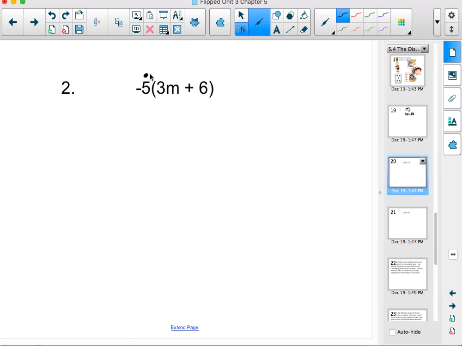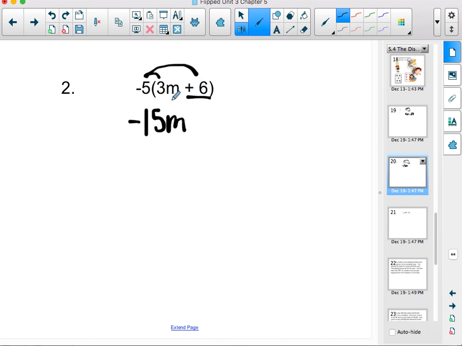The next problem, I'm going to start you off. You're going to finish it up. First, we distribute the negative 5 into the parentheses. Well, negative 5 times 3m. A negative times a positive is a negative. 5 times 3 is 15. And we cannot forget to keep the m as the variable in that term. You're going to finish the rest of this for me.